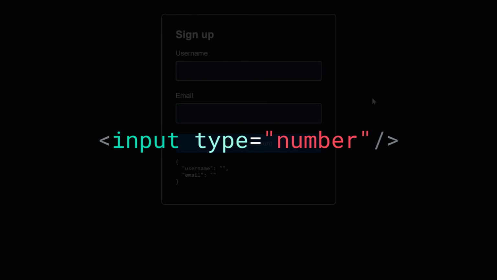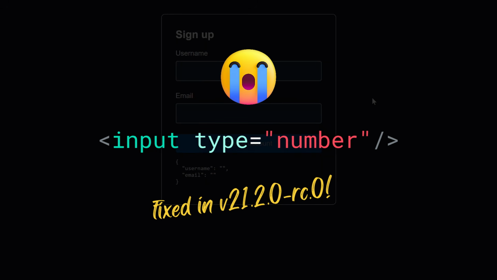Signal forms had a hidden problem with number inputs until version 21.2 quietly fixed it. And there's a very specific reason Angular handled this the way it did. Let me show you exactly what this looked like before, and then follow it up with how it works now.